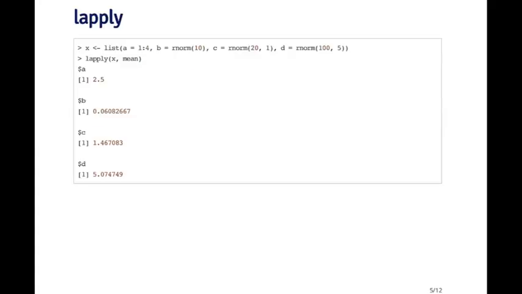Here I've got a slightly more complicated list. I've got 4 elements, and I'm calling lapply on each of those elements and getting the mean of each. So now I've got a list with 4 elements. The names are preserved, and notice that each of the elements of the original list was a numeric vector of some sort, but what I'm getting back is a vector with just a single number in it for each element of the list.